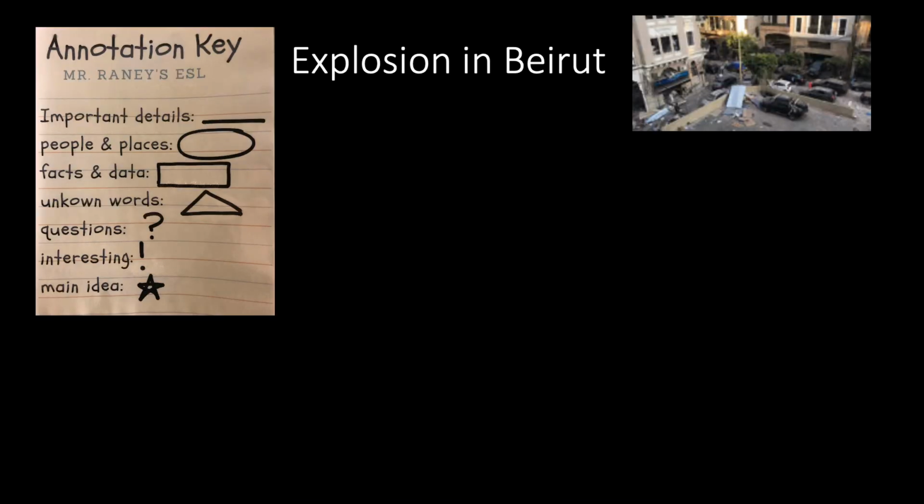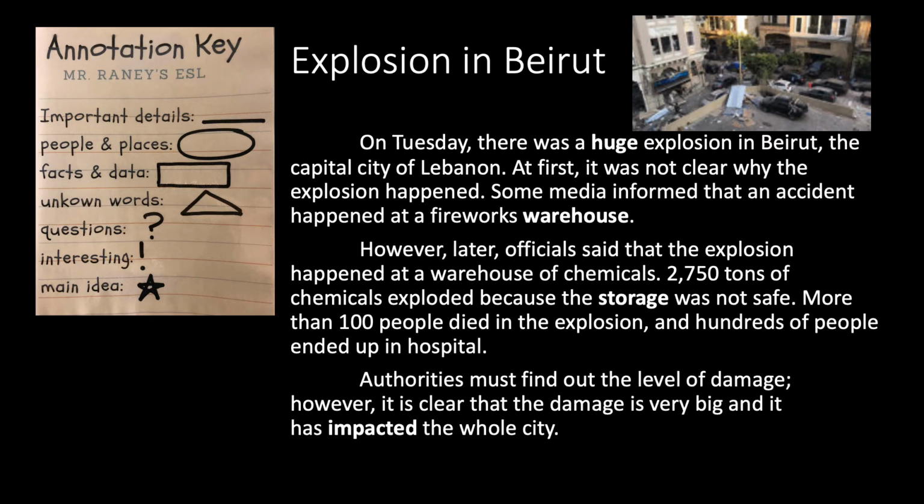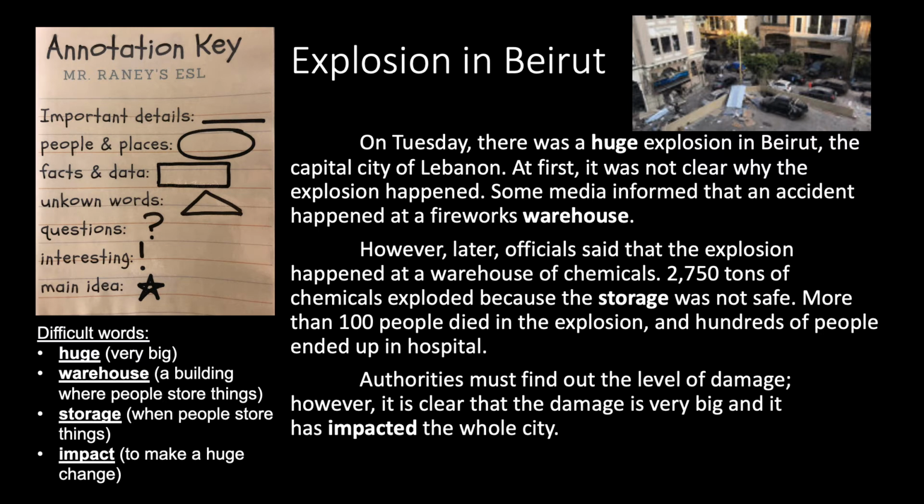I want to show you with an example how we're going to annotate here. So I got our annotation key here on the side, and here's a story. It's about the explosion in Beirut. It's three paragraphs here, and I'm going to read and write on this as I annotate this text. Okay. So on Tuesday there was a huge explosion in Beirut.